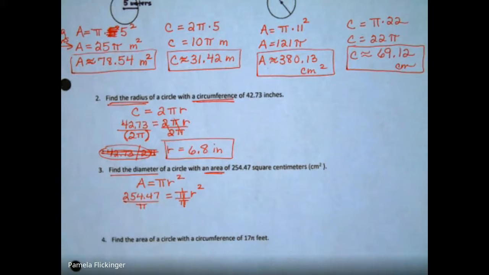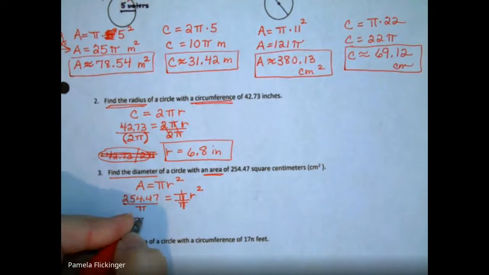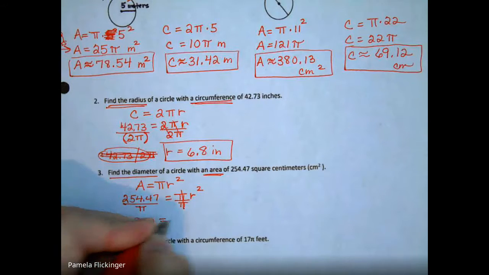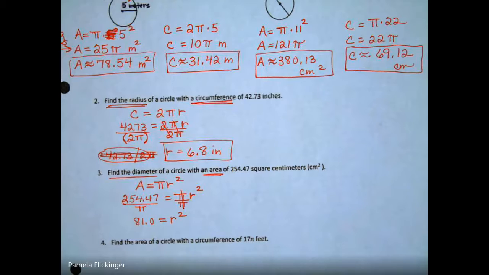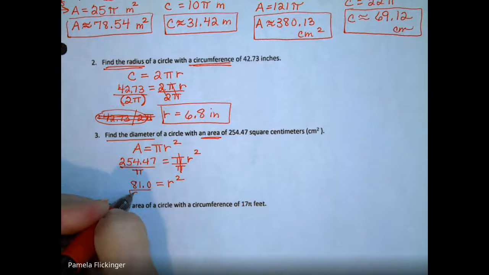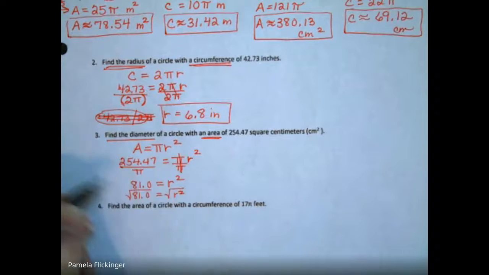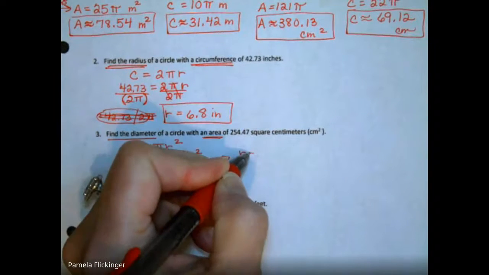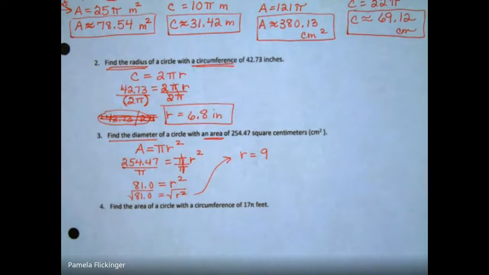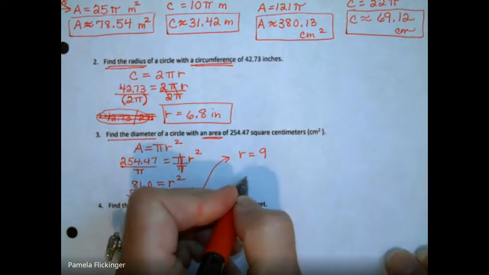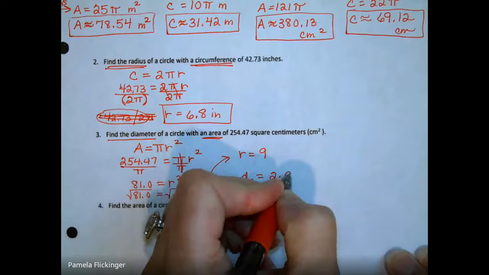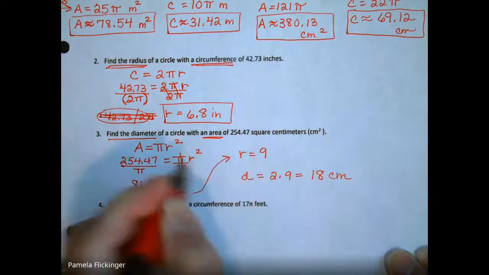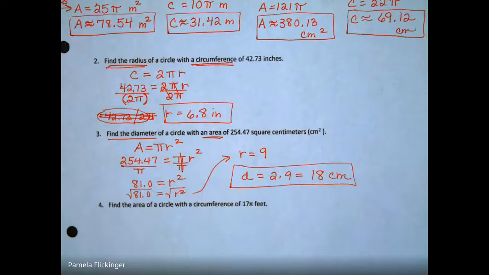So 254.47 divided by pi, which has given me 81.000, so I'm going to put the 0.0, equals r squared. And then, of course, to unsquare, we're going to take the square root of both sides. So I end up with r equaling 9. To get the diameter, then, we're simply going to do 2 times 9, so 18 centimeters will be the diameter. Make sure that looks like times and not point.